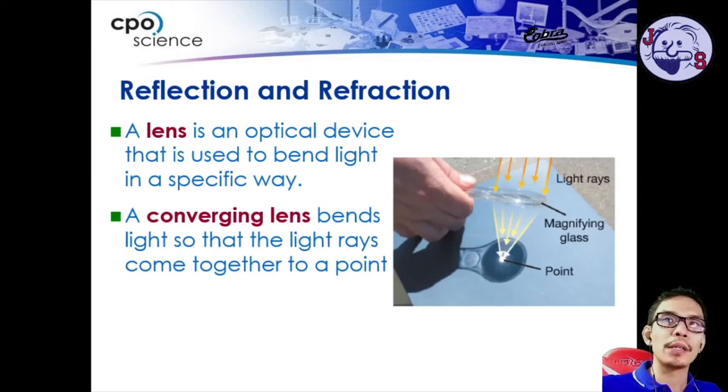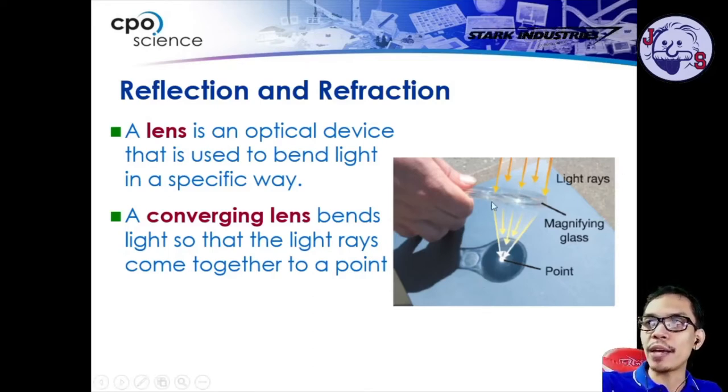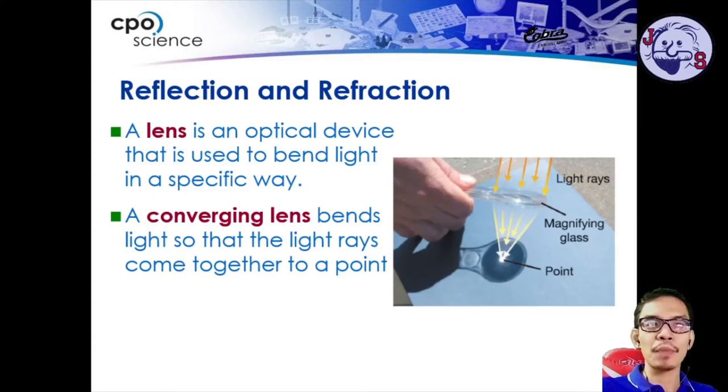These lenses make the light, as it passes through them, come together at a certain point, like the one that you have here. We have here the magnifying glass, and at a certain point of this magnifying glass, all light rays come together. They are consolidated in one point. So that is the converging lens.